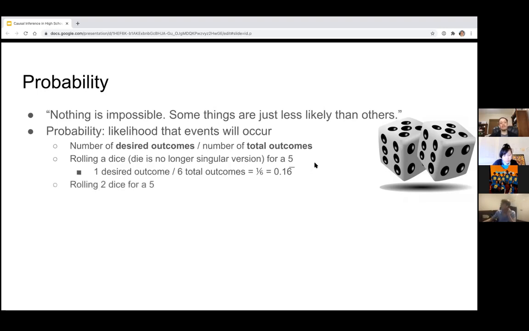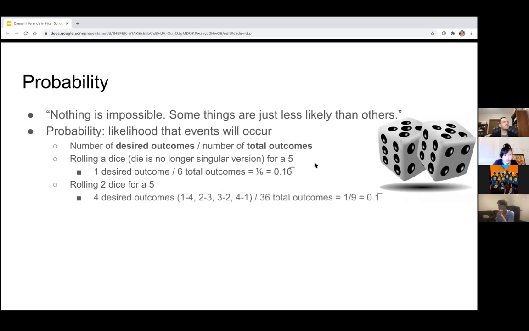Rolling 2 dice for a 5. Anybody know that? So you just have to count the number, what are the number of total outcomes? 36 is the number of total outcomes, that's correct. But not 1 over 36, because how many desired outcomes are there? Remember, there are 2 dice. So there are 2 dice to be able to add up to a 5.